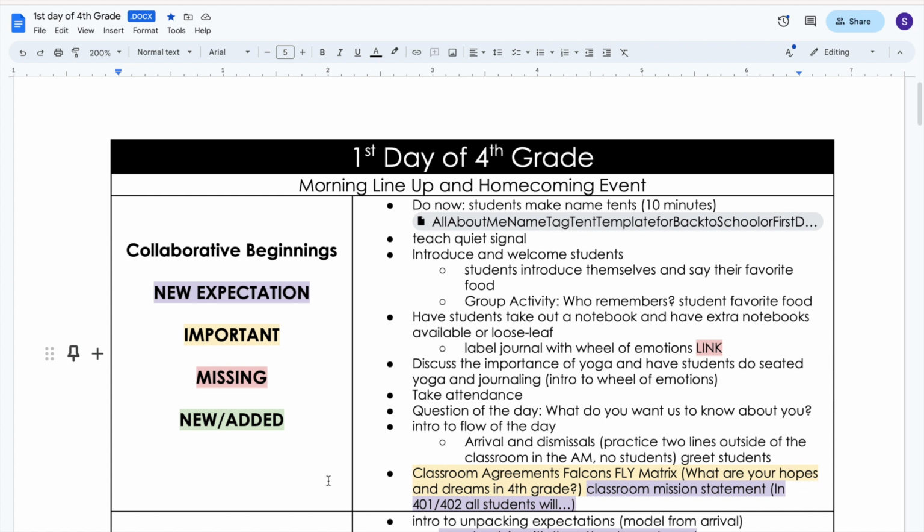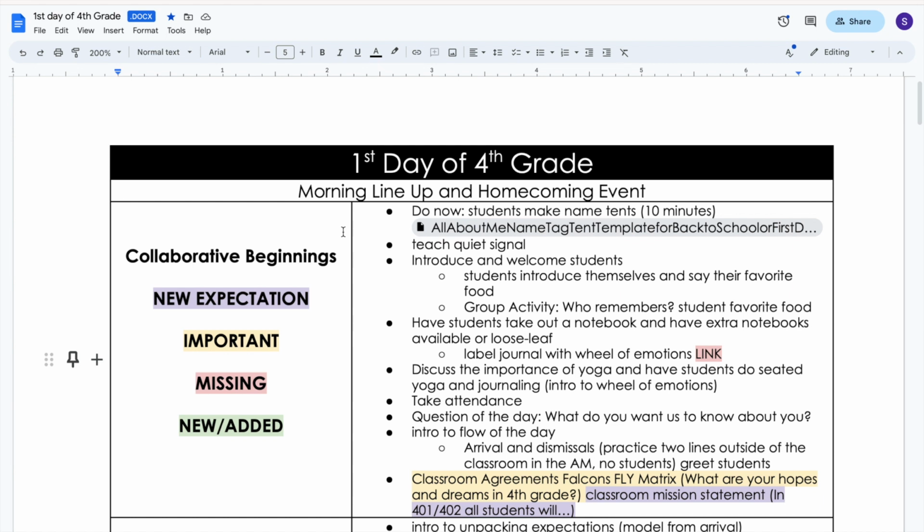Let's get started. In my school, we have something called collaborative beginnings, which essentially means having a slow start to school. We begin the day with yoga, then we journal, and then we have a classroom meeting in which we answer a question and really do restorative practice.